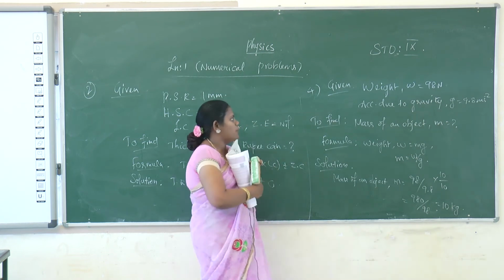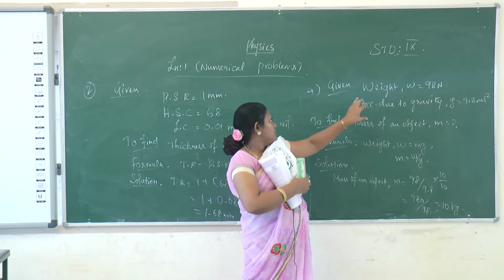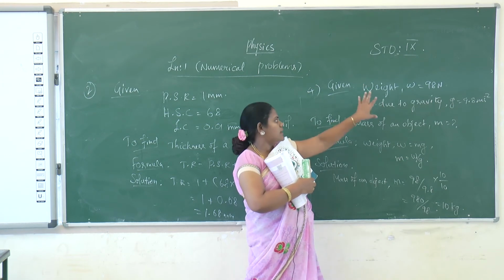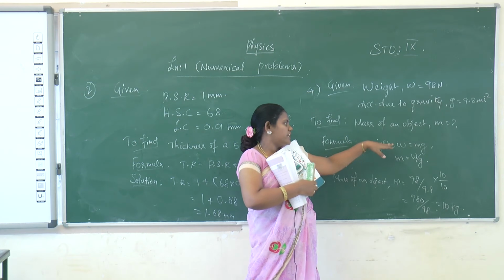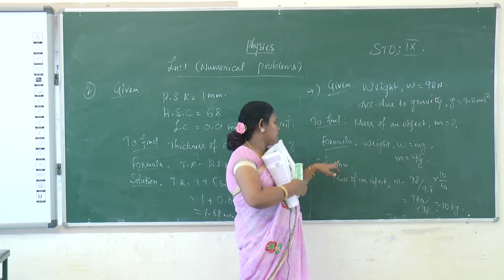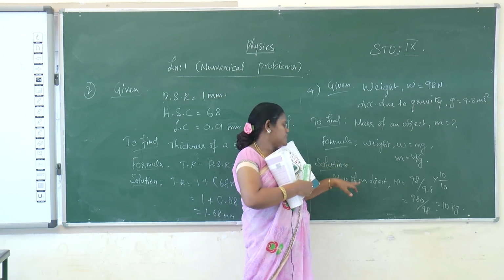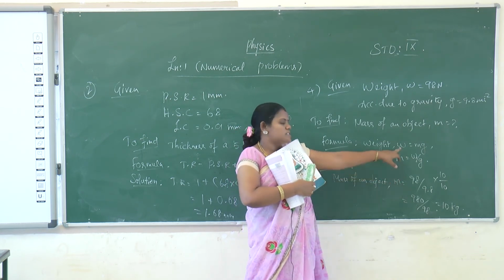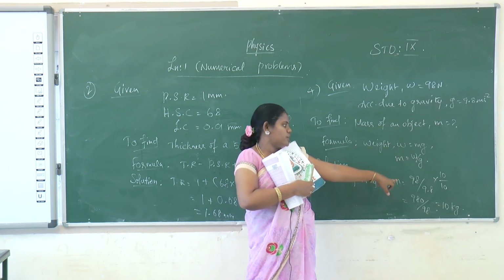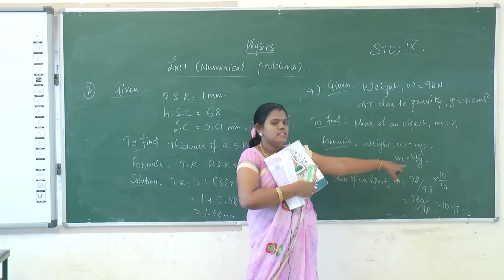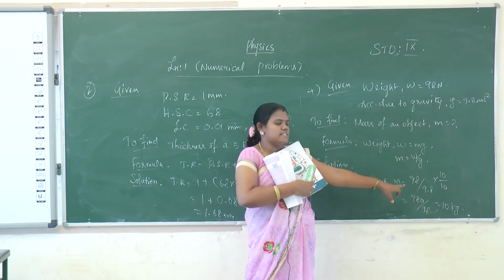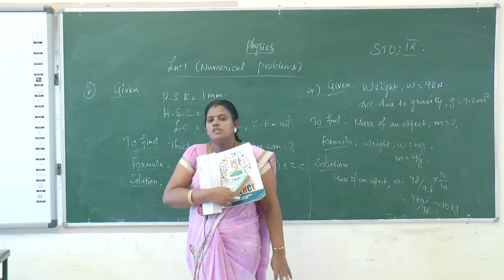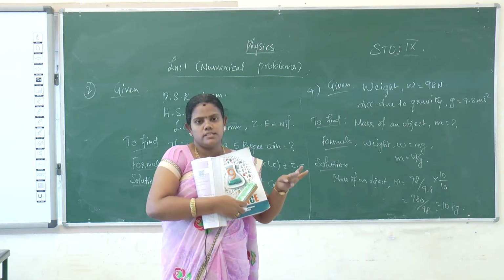So in this problem, the weight value is given, and we calculate the mass of an object. How will you calculate? First we select the formula for the weight of an object, W is equal to m into g, so m is equal to W by g. And how will you solve this problem? Mass of an object, m is equal to, substitute the weight value and the acceleration due to gravity value, 98 by 9.8. Multiplying numerator and denominator by 10, 980 by 98, that is 10 kilogram. So the fourth problem is solved in this session.